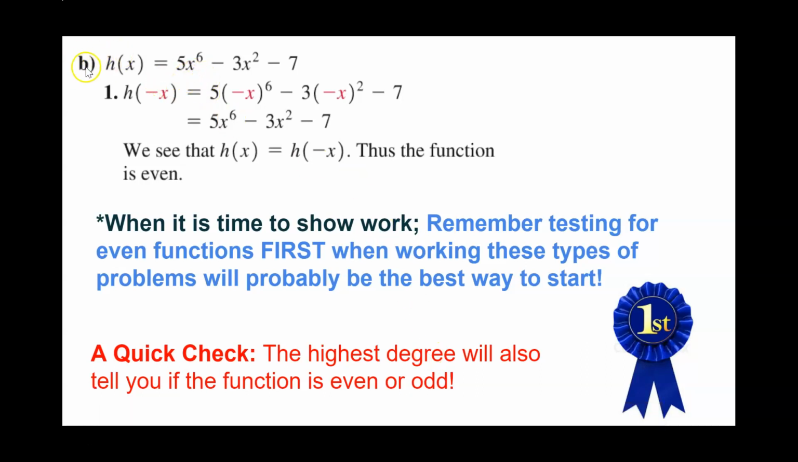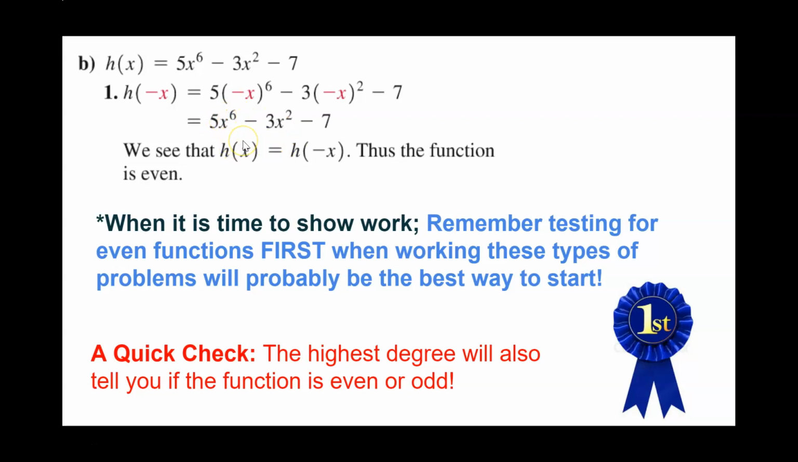For the second part, part B, we test again for even first. If I put a negative in for every x, for the even power, we know this is going to become a positive. Two negatives again makes it positive, but this negative keeps it, and then we have this here. This looks exactly like our original equation. So we know this one is going to be an even function.